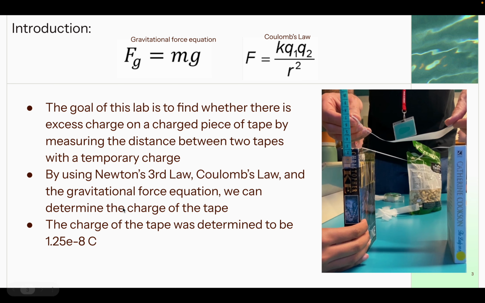And to the right, you can see an image of the experiment setup, and the tape on top is gradually being lowered until the bottom tape, quote unquote, floats up, and they're attracted to each other due to their opposing charges. And then at the top of the screen, you can see the relevant equations. The gravitational force equation for the gravitational force that is acting on the bottom tape, and then Coulomb's law, which explains why the charges will be attracted to each other. And more on that later.